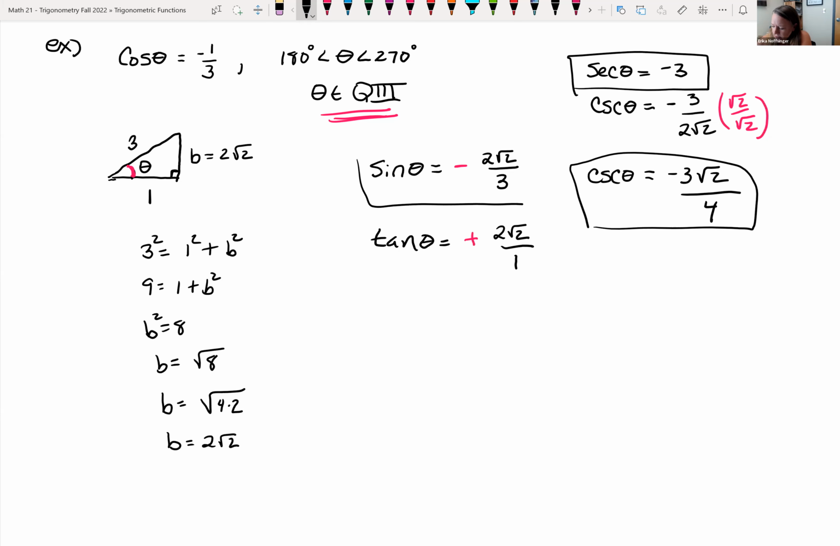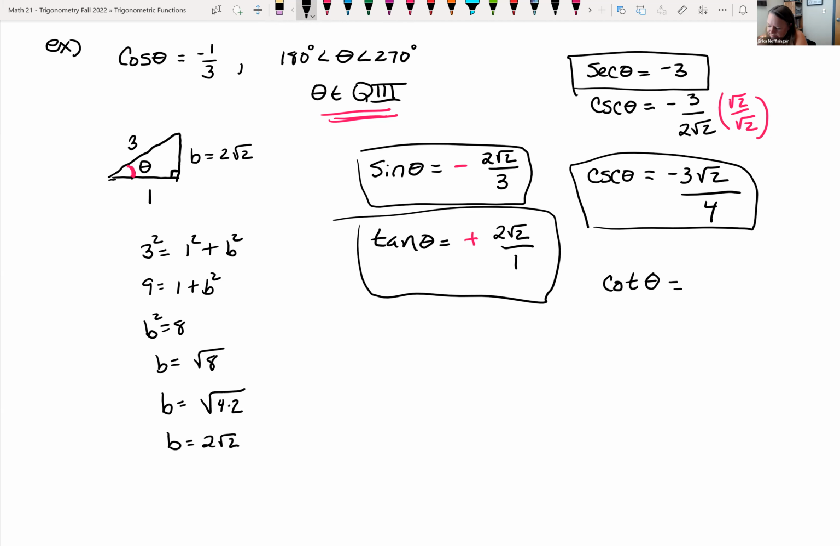Cotangent theta, the reciprocal of tangent. So this would be positive 1 all divided by 2 root 2, rationalizing my denominator. So I get cotangent theta. This is equal to root 2 all over, again, root 2 times root 2 is 2. 2 times this 2 over here is 4.